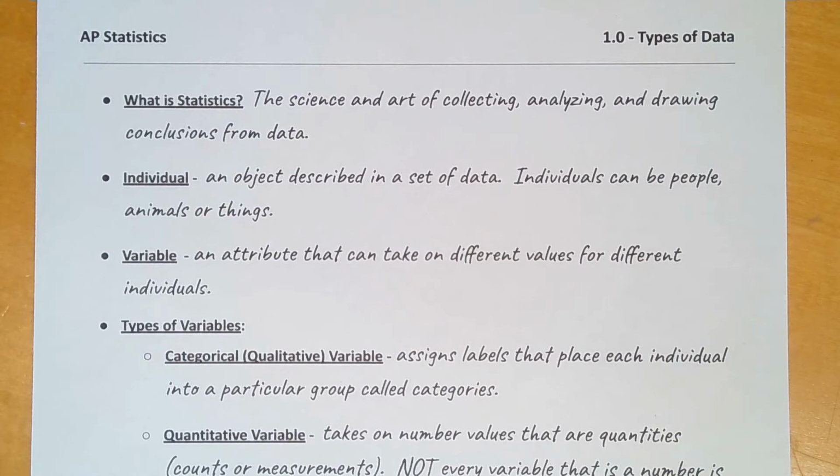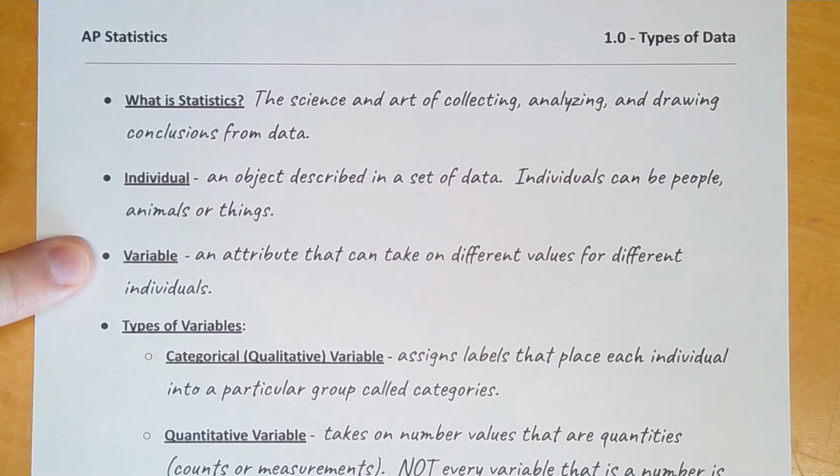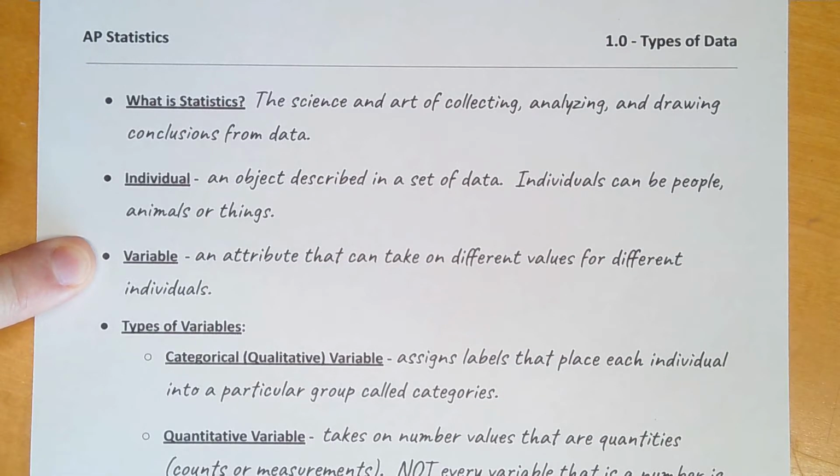And when we collect data, we have individuals and variables. An individual is an object described in a set of data. Individuals could be people, animals, or things. So that's what you're collecting data from. And a variable is an attribute that can take on different values for different individuals. So a variable could be hair color, it could be weight, it could be diameter, any sort of information that you can collect from individuals in your data set.